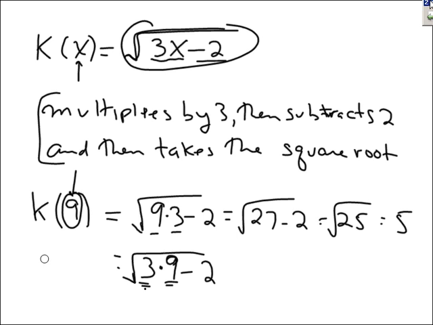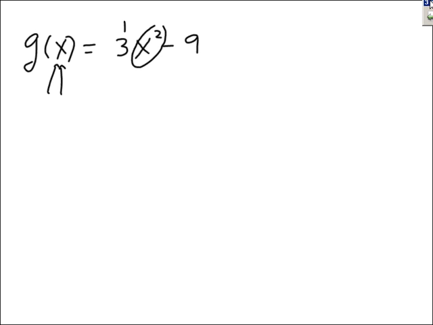Okay, the exercise is to write these functions in words. If you can say it in words, you've got a good handle on it. If you were told that the function g of x is equal to 3x squared minus 9, well, what does g do to what's in the brackets? That is, what does g do to x? Well, it squares it, and then it multiplies by 3. And then it takes away 9.